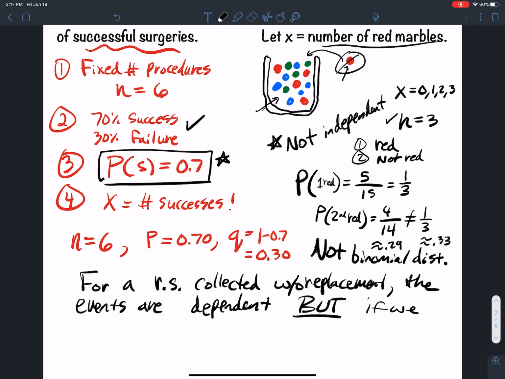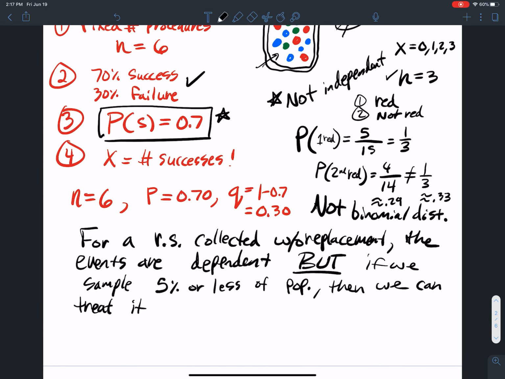if we sample 5% or less of the population, then we can treat it as a binomial experiment. Okay? So we can treat it as a binomial experiment if we sample 5% or less. So what is that? That's little n, the sample, is less than or equal to 5% of the real population.